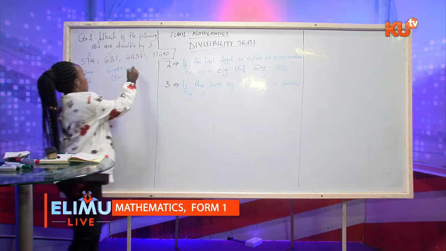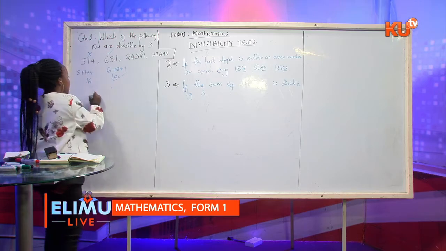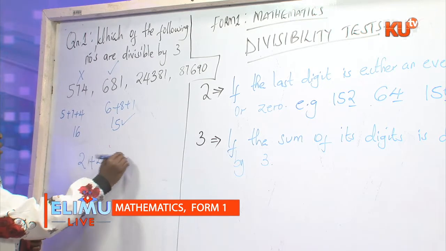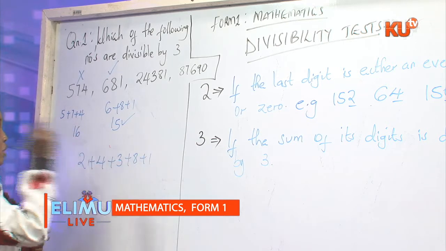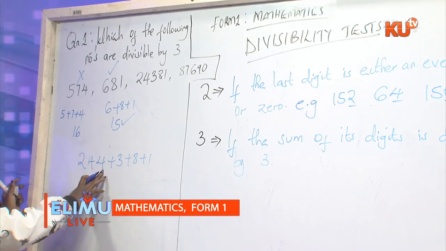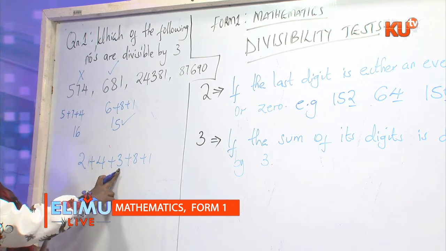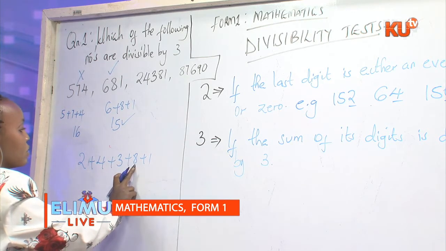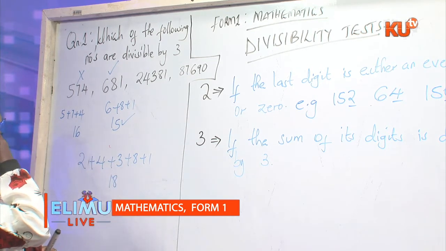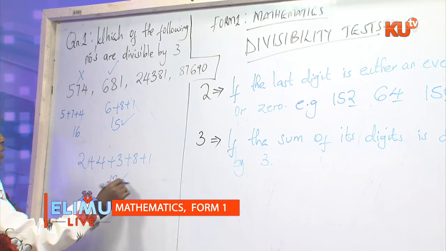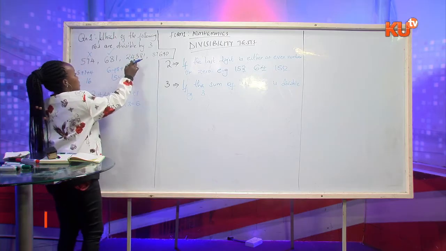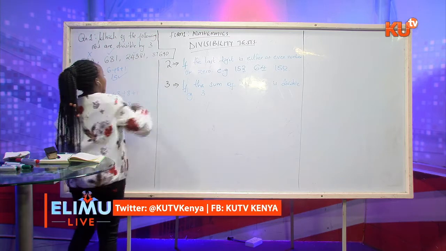This is 2 plus 4 plus 3 plus 8 plus 1. 2 plus 4, this is 6. 6 plus 3, it is 9. 9 plus 8, this is 17. 17 plus 1, this is 18. 18 is divisible by 3, correct? Because if we take 18 divided by 3, we get 6. So our number 24,381 is divisible by 3.